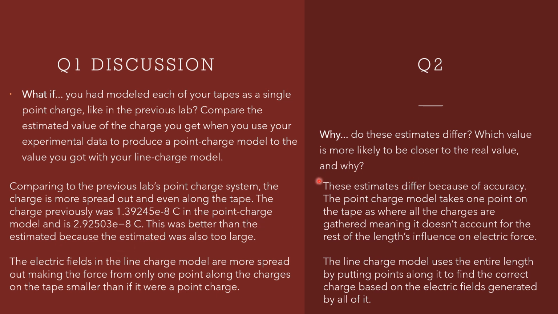And these estimates differ because of accuracy. The point charge model is much less accurate than the line charge model because it only accounts for a little chunk of the whole tape and does not get the whole influence from the electric fields of all of the tape, compared to the line charge model, which has points along the entirety of the tape. So that's why it's more accurate.